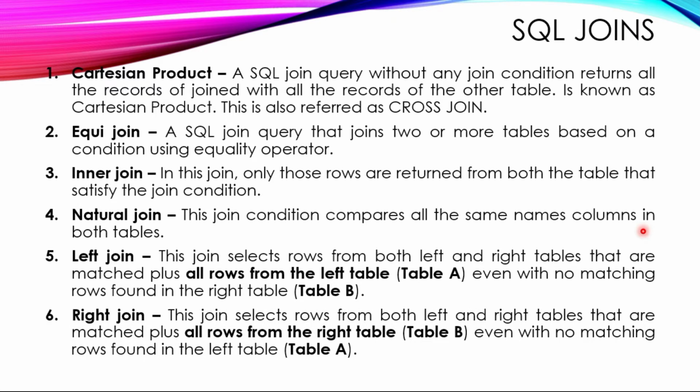In this, again the same thing is done as in left join, but whatever rows are matching from both tables, that will be the output, plus whatever table is on the right side. Even if it is not matching with the left side table, still the right side table rows will be displayed to you in the output. So these are the different types of join, that is your Cartesian product or cross join, equijoin, inner join, natural join, left and right join.